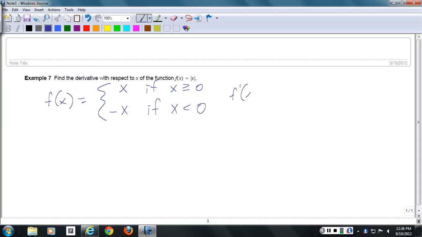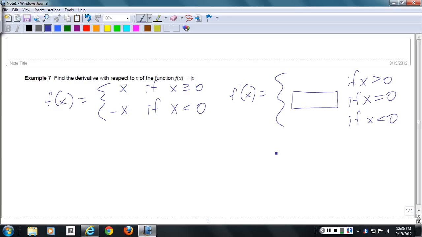F prime of x equals something if x is greater than 0, something else if x is less than 0, and if x is equal to 0, that's going to be left for us to figure out. So if x is greater than 0, the slope of the tangent line is going to be the slope of this piece of the graph, which is what? 1. The slope of the line y equals x is 1.